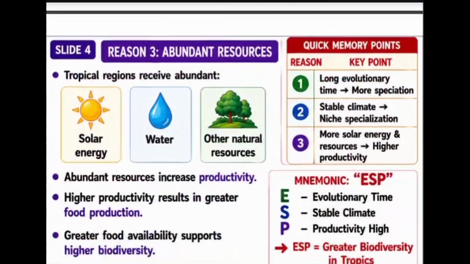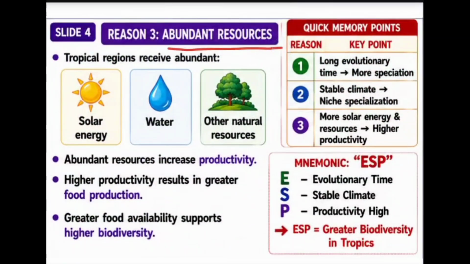Now, let us move to the third reason, abundant resources. Tropical regions receive large amounts of solar energy, water, and other natural resources. These resources are available throughout most of the year because sunlight and water are abundant. Plants can grow continuously, and this results in very high productivity. Now, what is productivity? Productivity means the rate at which plants produce organic matter through photosynthesis. The more the sunlight and water available, the greater the productivity is. And greater productivity means more plant growth, more food production, more energy available in the ecosystem. And when more food is available, more organisms can survive.